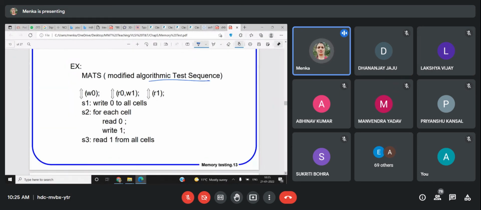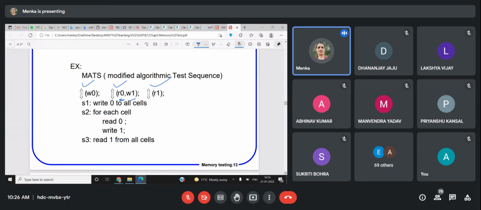Modified algorithmic test sequence is one of the March algorithm methods. So this is written over here. You have to write W0, write 0, in both sides, upside and downside. Then you have to read 0 and write 1 in both sides, upside and downside. And read this one, both sides, upside and downside. So this is how the algorithm is. I hope you understood with the help of the notations. Did you understand? Type Y if yes, type N if no. And could you please repeat what this upside and downside means?